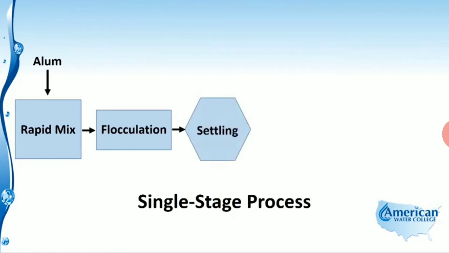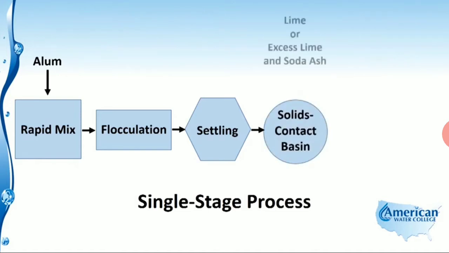And then from there, this is where we begin the softening process. It flows into a solids contact basin. And to the solids contact basin, we add either lime or excess lime and soda ash. It depends on the makeup of the water and what we're trying to accomplish.